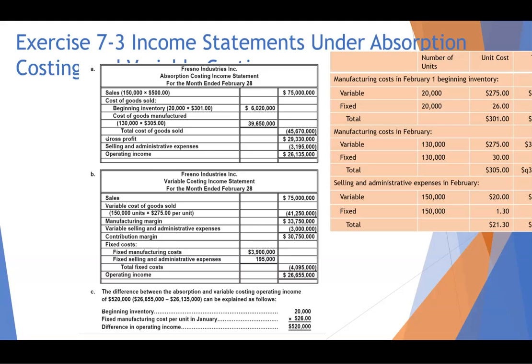Now, what the difference is between the absorption income and the variable income is the beginning inventory. You see that the beginning inventory, we've got the 20,000 units, fixed manufacturing cost of $26. That's what's giving us our difference in our operating income for the month of February.